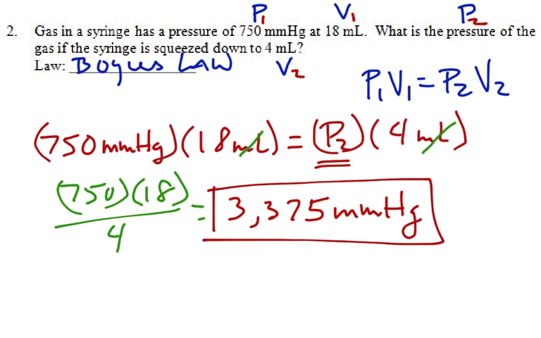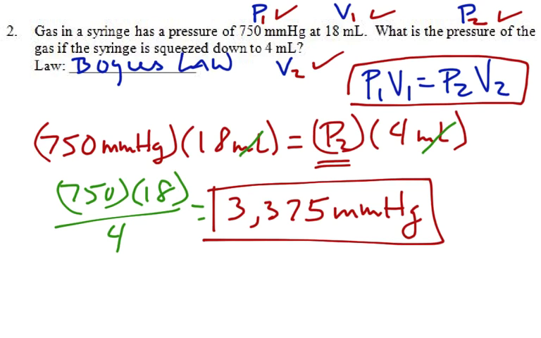Now again, I looked at my problem and I found that I had a pressure and I had a volume, I had a new pressure and I had a new volume, so I knew that my law was Boyle's law, P1V1 equals P2V2.